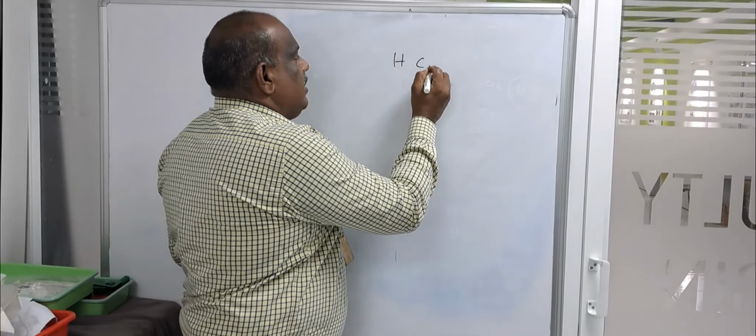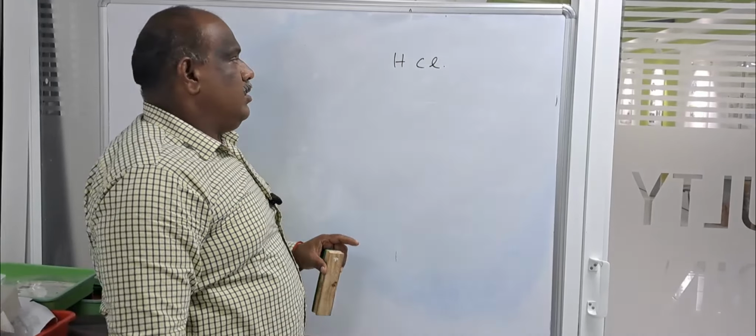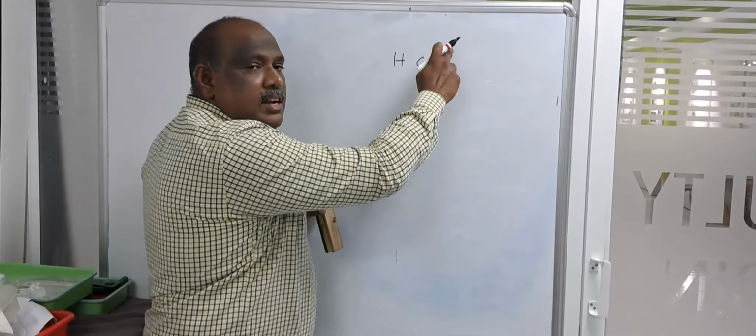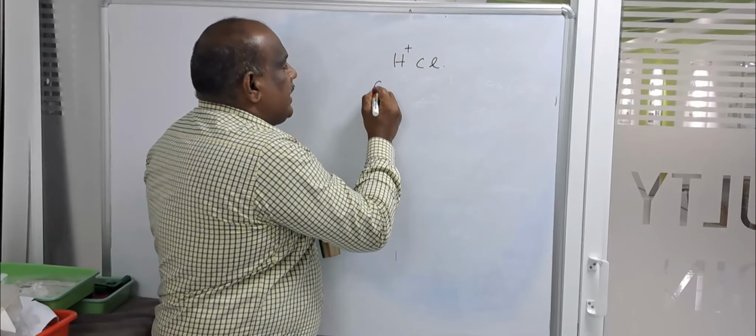Now HCl is there. Is HCl acid or base? Acid. Why? It has H plus ion. It has H plus ion and Cl minus ion. Cation, anion. H plus ion is called a cation.